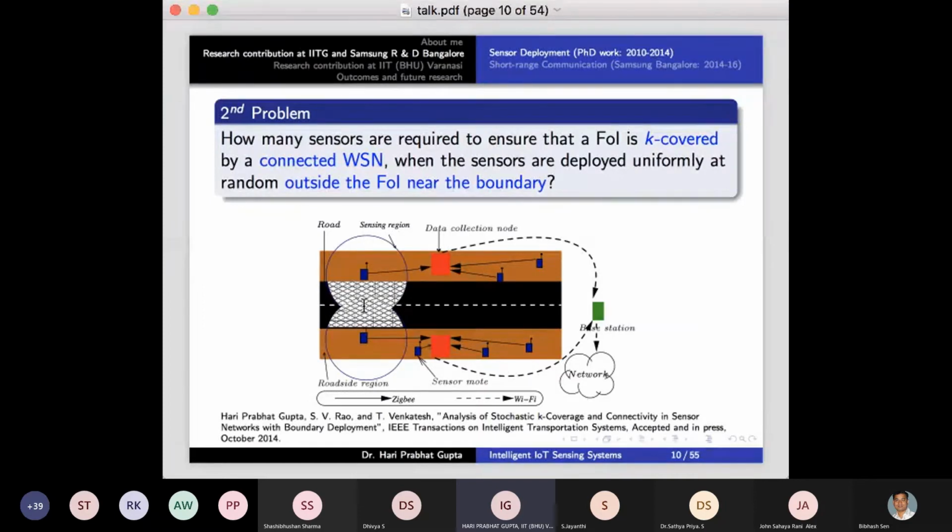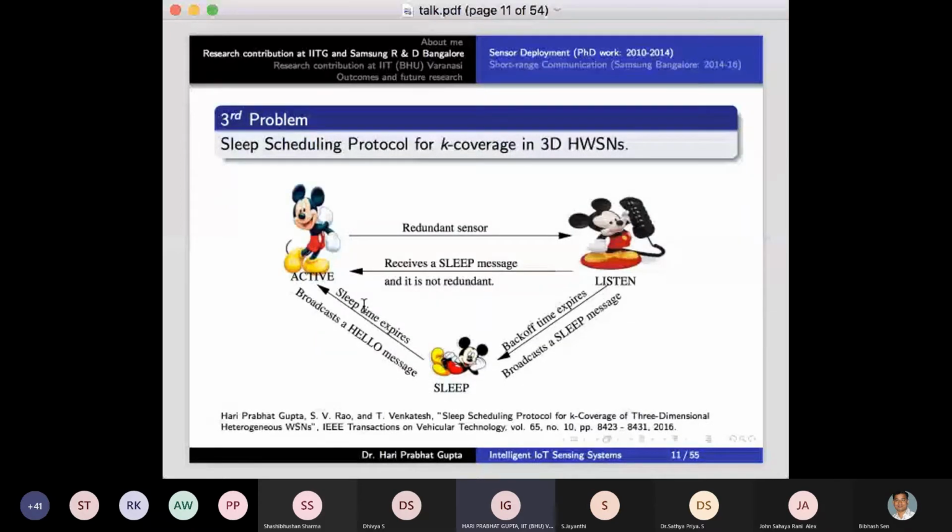So in the second problem, we want to cover this road. How many sensors do we need to deploy so that the region is covered? In this case, we also need to find the effective sensing region, which is definitely less than the complete sensing region, and we estimate the sensor density. For the first and second problems, we assume random deployment, with the sensors deployed randomly in the field of interest.